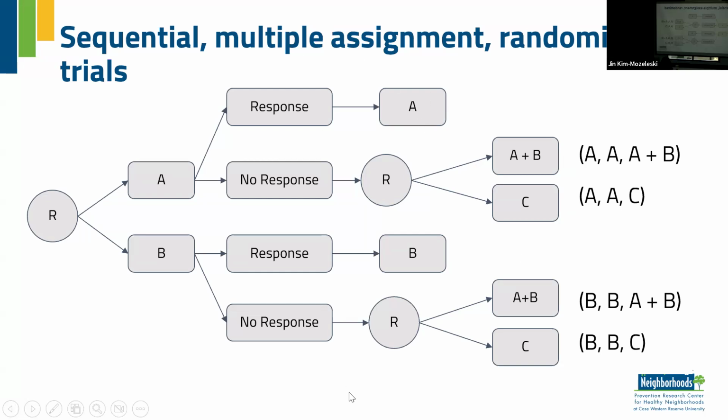But this can have a lot of variations. You could have 3 treatments or multiple treatments that you start with. You could randomize responders and non-responders. So there's a lot of different options for the general framework of a SMART. It's all based on what actual sequences of treatments you're interested in studying.